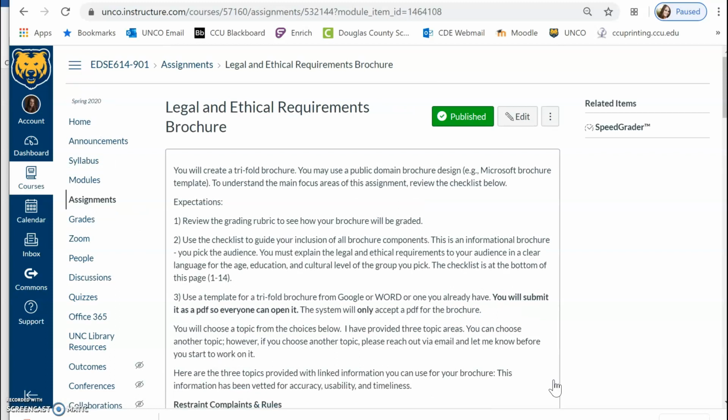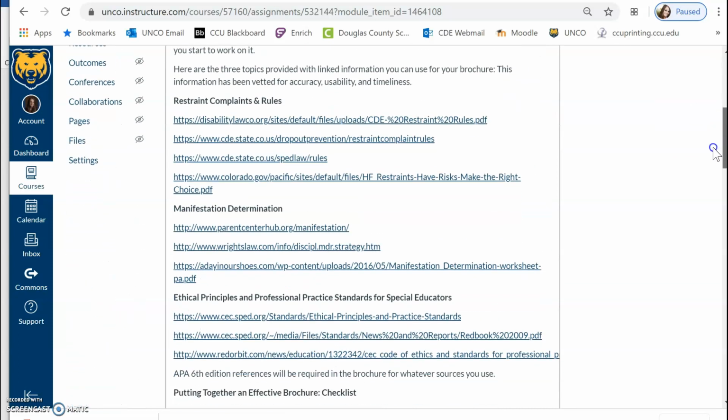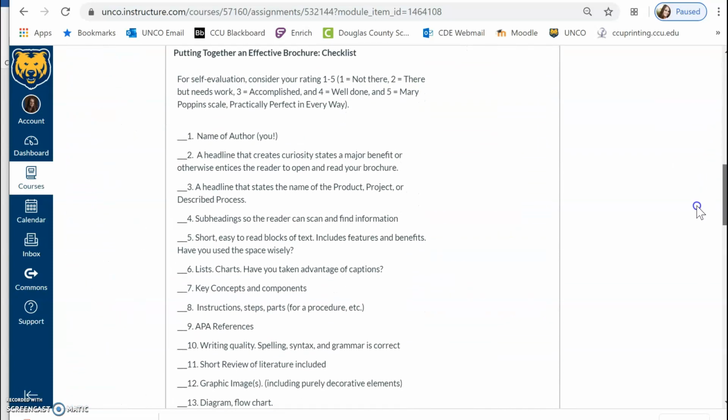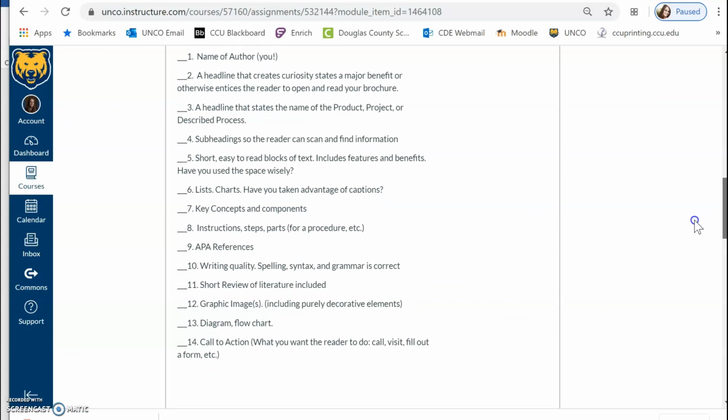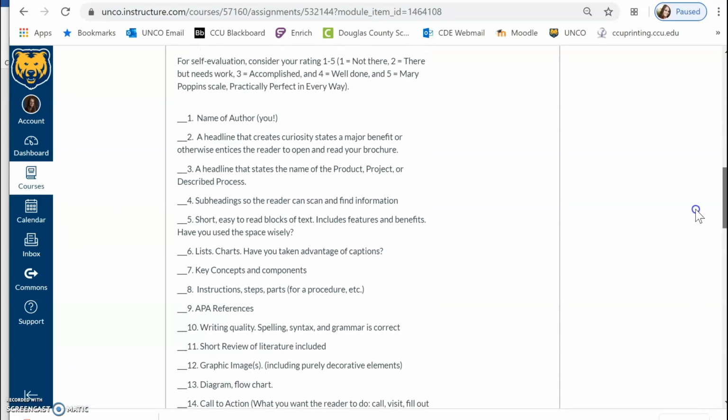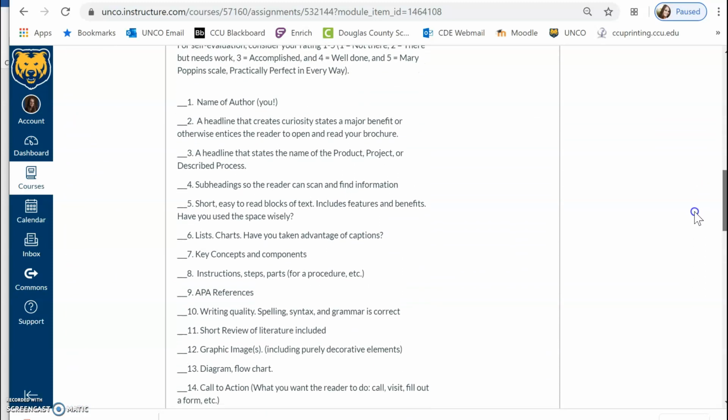And for the meat of the unit, it's very important that we examine the legal and ethical requirements brochure. So this is a trifold brochure. Pretty straightforward assignment. The most important thing to address as you're working on this is the checklist. So the whole checklist, it's got 14 points. It's all included here. You can rate yourself as you go.